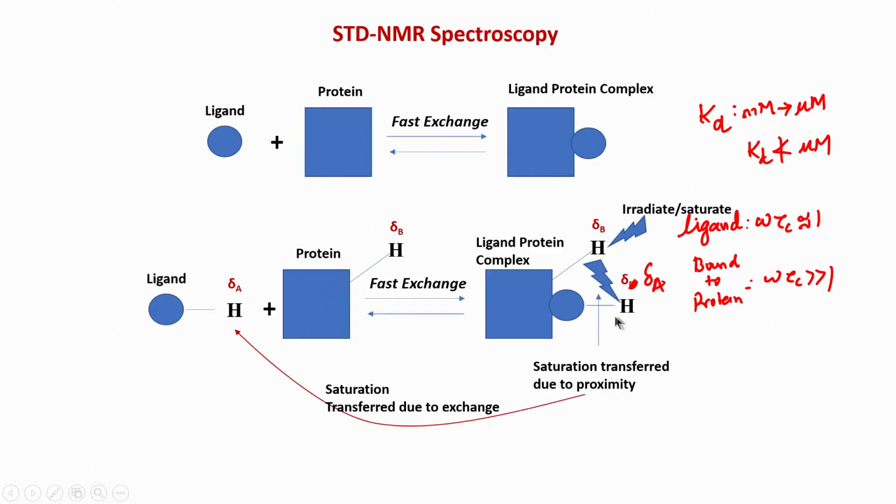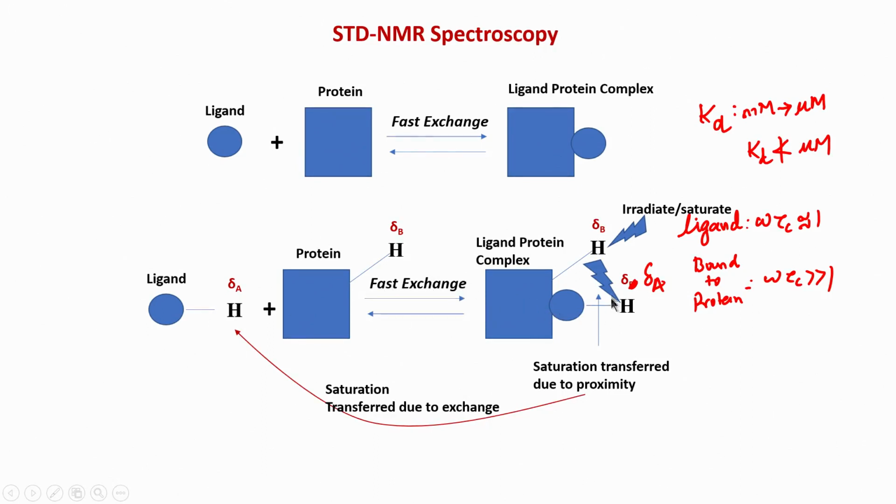We are looking at STD NMR spectroscopy. In the last class, the basic idea is that you study a weak interaction between a protein and a ligand. This was shown here, where we see that your ligand is constantly exchanging with the free ligand, because this ligand and this ligand are the same molecule, but now there is a fast exchange.